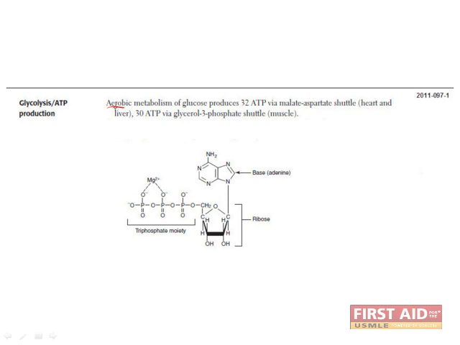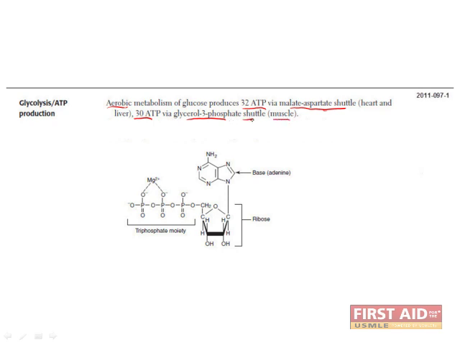Aerobic metabolism takes place in the cytoplasm and the mitochondria, where oxygen is the final electron acceptor. Aerobic metabolism of glucose can produce 32 ATP molecules via the malate aspartate shuttle present in the heart and liver. This shuttle transports NADH electrons gathered in the cytoplasm to the mitochondrial NADH acceptor, which can produce 3 molecules of ATP per NADH. Only 30 molecules of ATP are produced via the glycerol 3-phosphate shuttle, which is found in muscle.